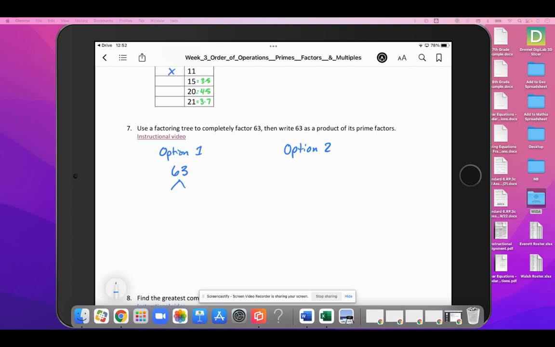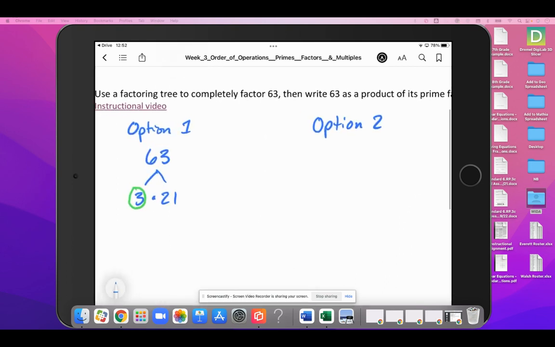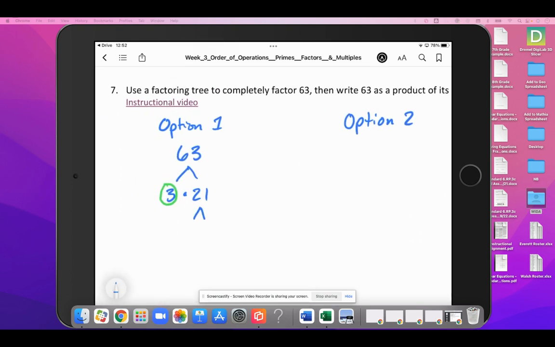So 63, the first way that I'm going to think about 63 is 3 times 21. Now 3 is prime, so I can't factor that one any further. But 21 can be rewritten as a product of 3 times 7.